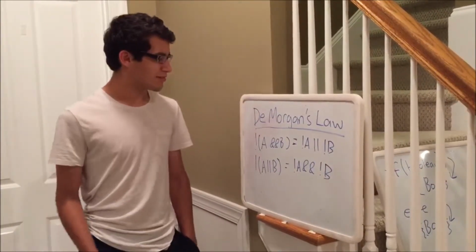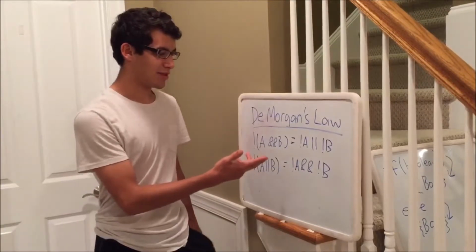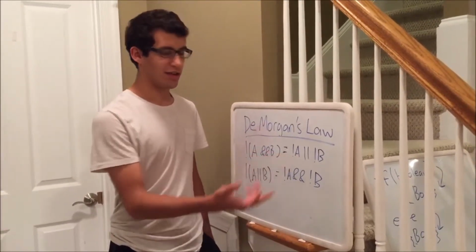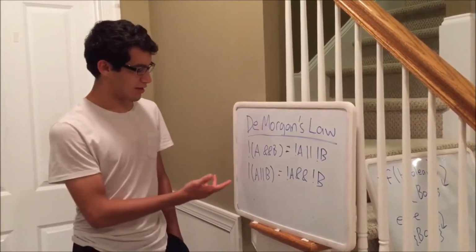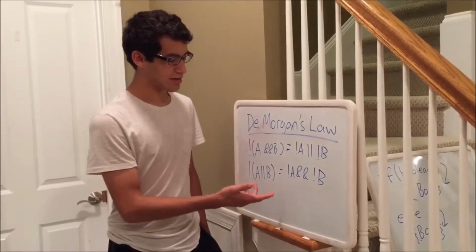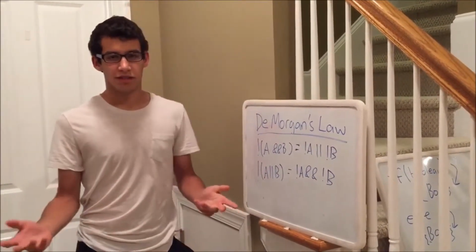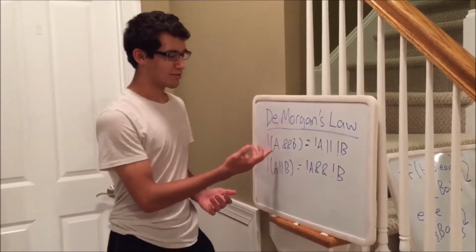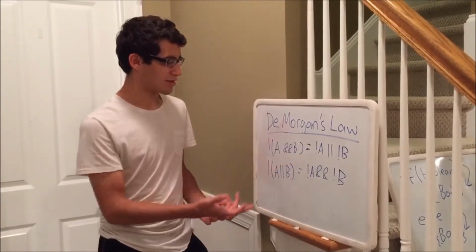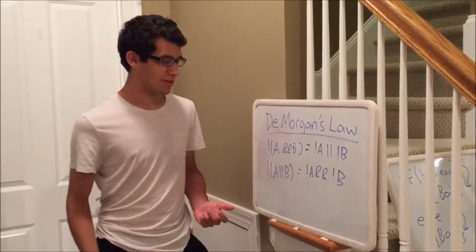So, to put it in simple terms, not (A and B) is the same as not A or not B, and not (A or B) is the same as not A and not B. So, basically, all you're doing is you distribute the not to each of the booleans, and you change the middle operation.